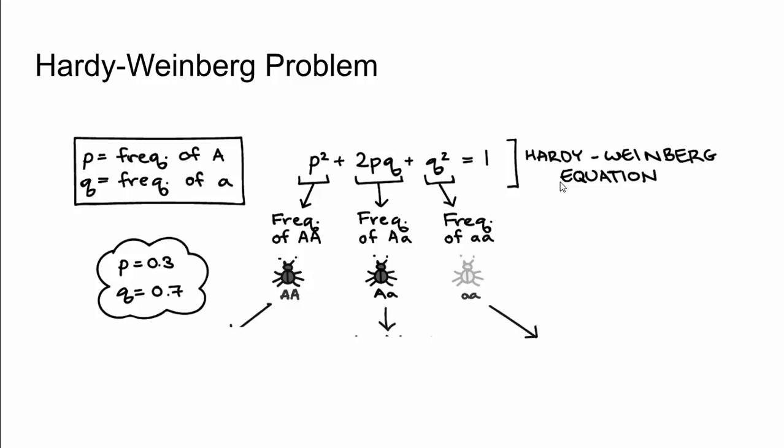Given that information, we can figure out the frequency of having a homozygous dominant genotype. What is the frequency of having big A, big A? Anyone figure it out? Dean? 0.9. No?